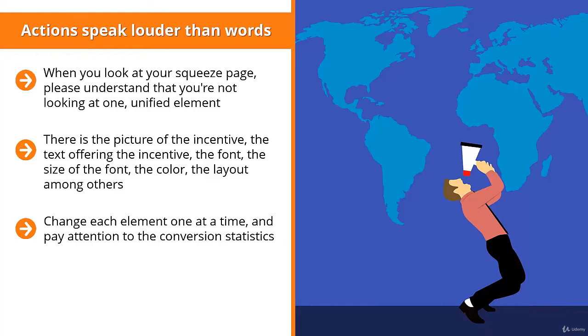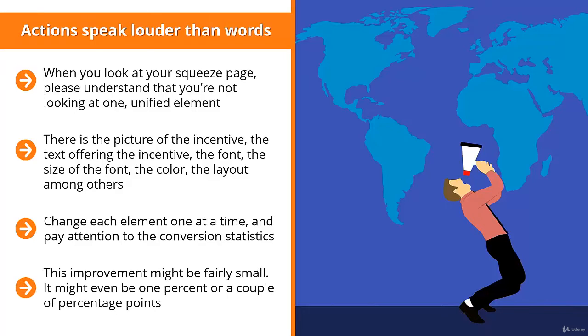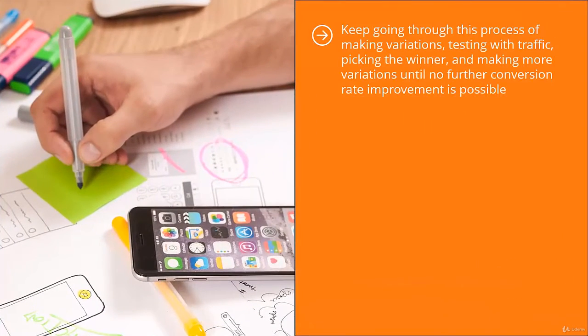You should quickly see that at least one variation has a higher conversion rate than others. The improvement might be fairly small. It might even be 1% or a couple of percentage points. That's okay. You need to isolate that variation and make more variations of it. Run traffic through all the variations and see if you can improve your conversion rate. Keep going through this process of making variations, testing with traffic, picking the winner, and making more variations until no further conversion rate improvement is possible.